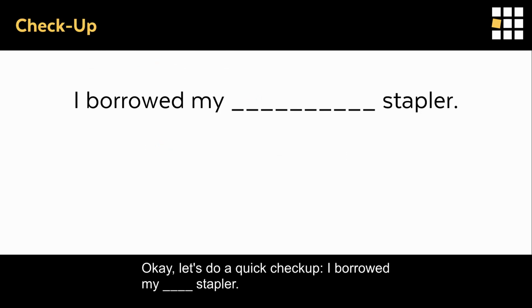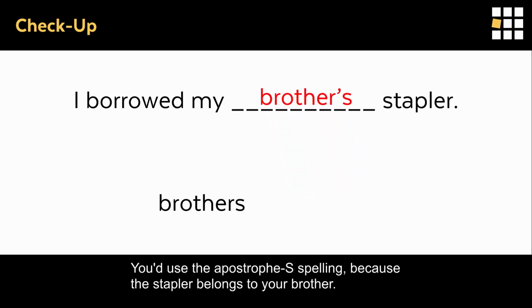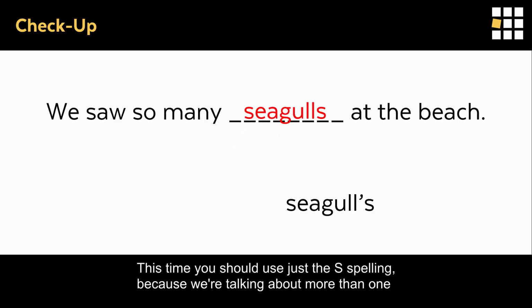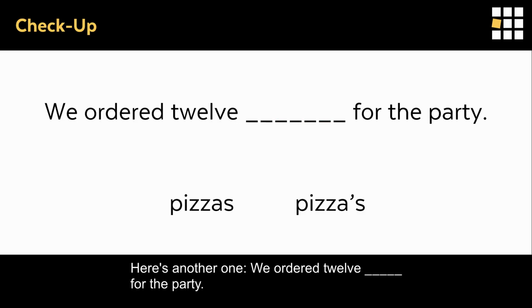Okay, let's do a quick checkup. I borrowed my brother's stapler. Which spelling is correct? You use the apostrophe S spelling because the stapler belongs to your brother. Here's another one. We saw so many seagulls at the beach. This time, you should just use the S spelling because we're talking about more than one seagull, not something that belongs to a seagull.